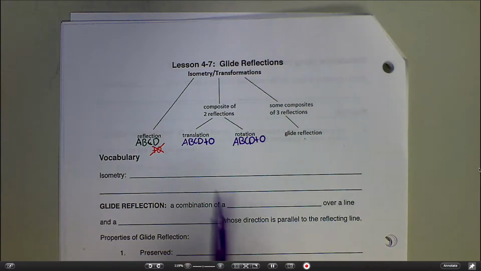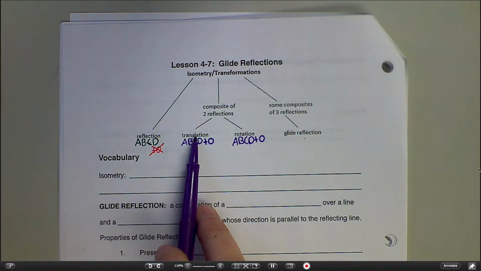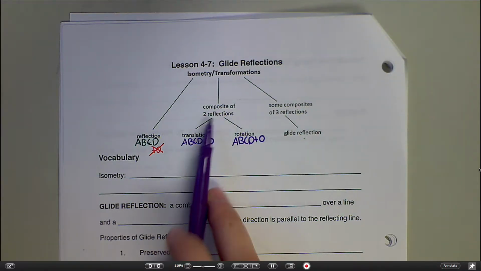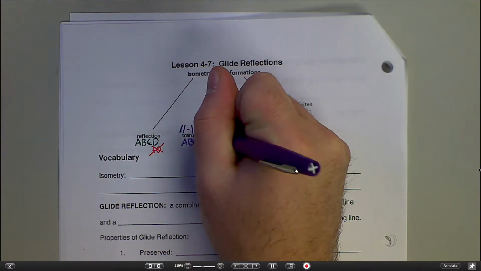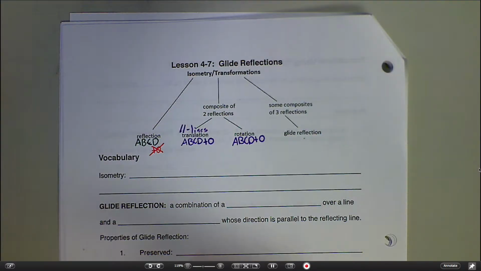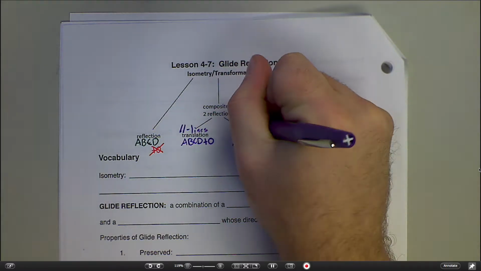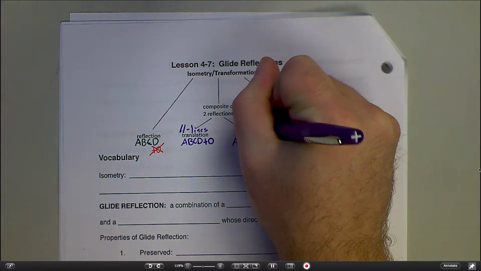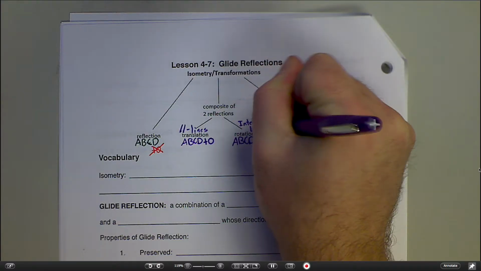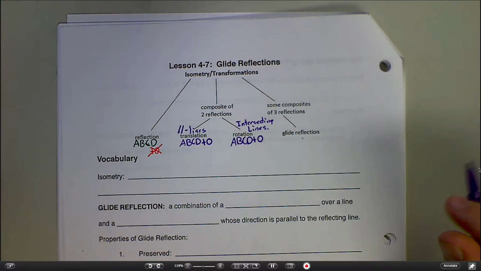Okay. Real quick, just as a quick review, translations, this was with two reflections, but those lines of reflection had to be parallel lines. Okay. For a rotation, these were across intersecting lines. So reflecting across two intersecting lines. And again, we can worry about how much they're moving and what direction based on what those lines tell us.